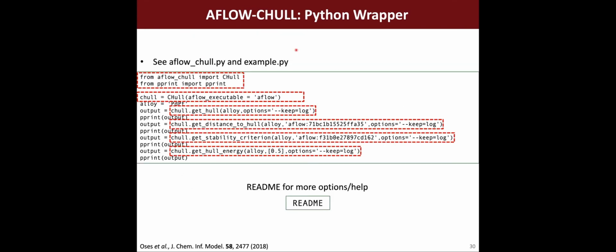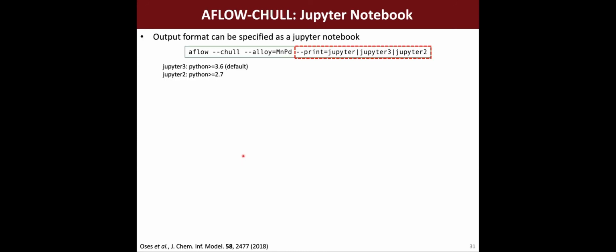There are also some Python wrappers that we've built, and those wrappers are provided in the exercises that we'll be going through in about 5 minutes. You can see what that Python script is doing, but fundamentally it's running AFLOW in the background. We have the get hull command, the get distance to hull, the get stability, and the get hull energy. These map directly back to the commands that I discussed earlier.